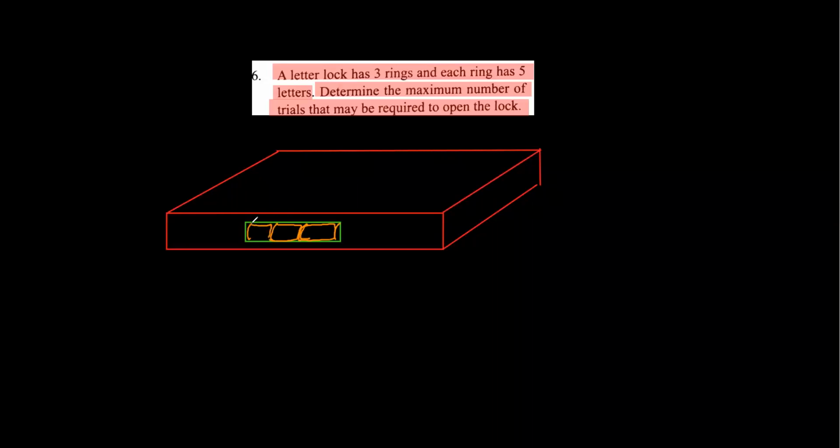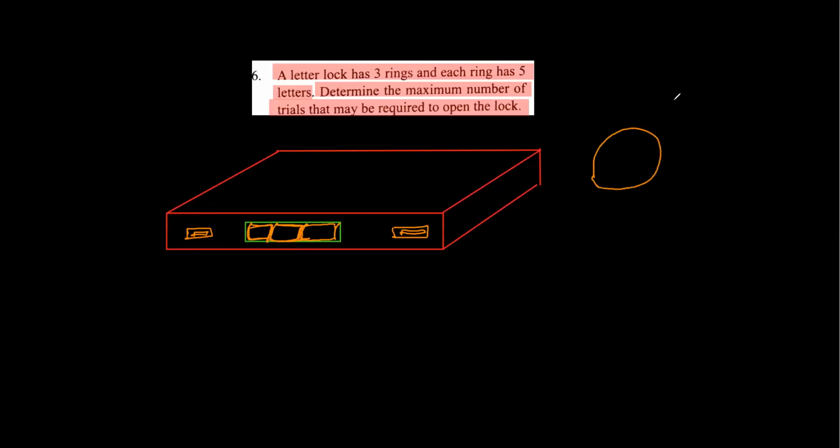What is visible to you? This is the briefcase that you have. When you fix the correct code on the letter lock, then it will open. The briefcase will open, and you can take the chocolates from the briefcase or whatever. So here, students, there are 3 rings. Now, what are they saying? That each ring has got 5 letters.